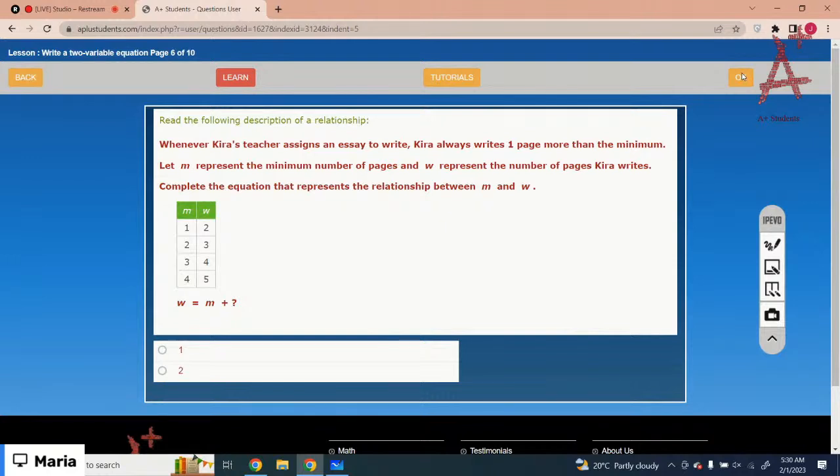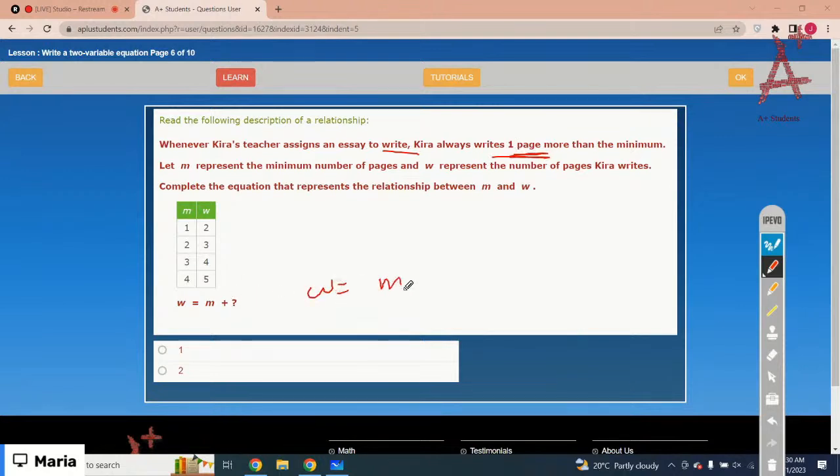No, just read the question carefully. Kira always writes one page more than the minimum. So it would be W equals M plus 1. Got it? You just have to read the question, and the correct option is W equals M plus 1. Got it? Okay, you can complete the test by yourself later today.